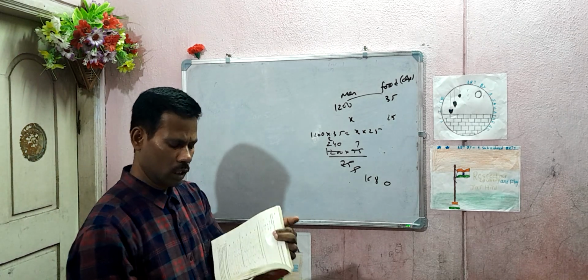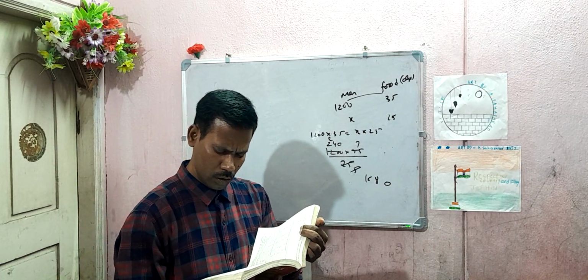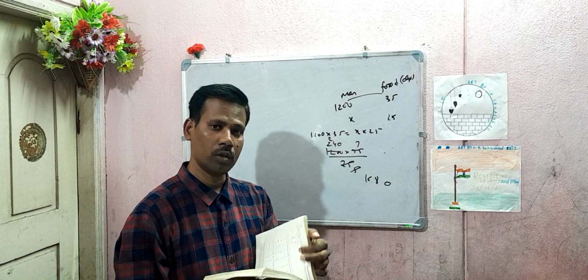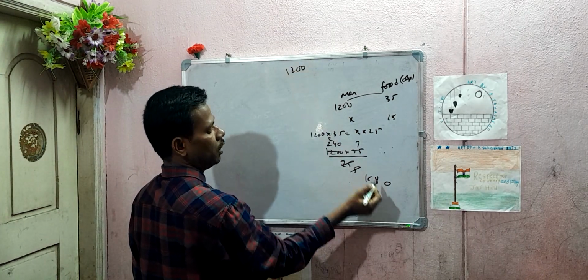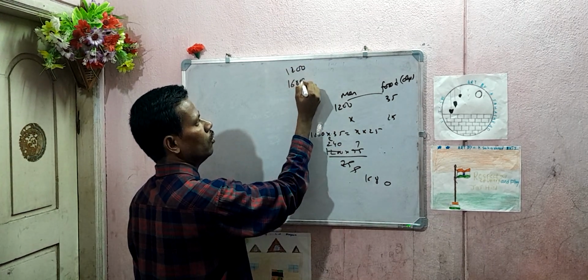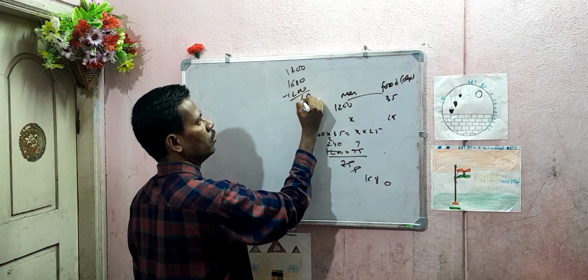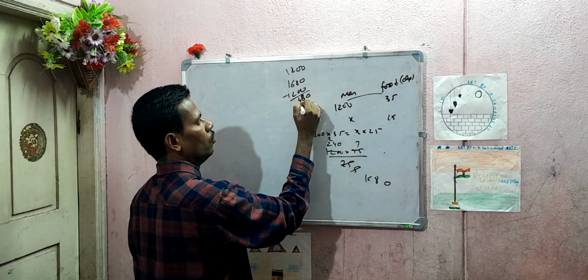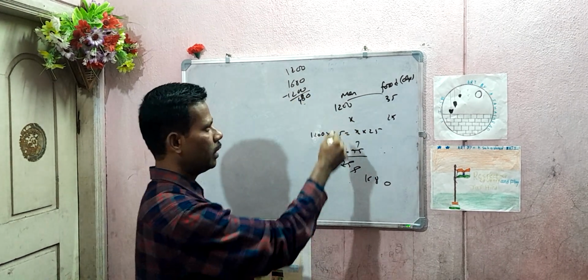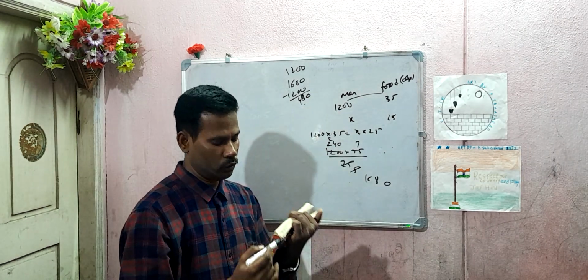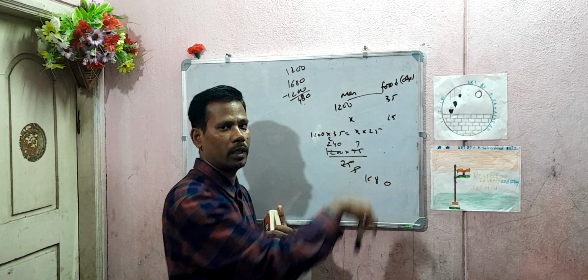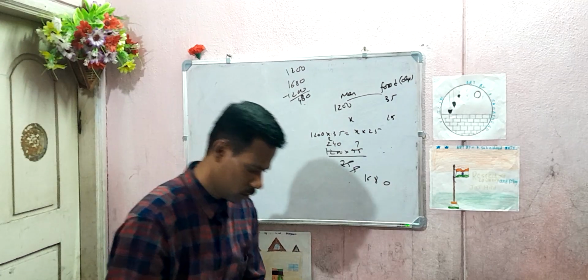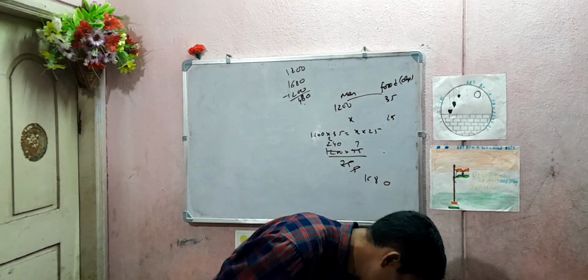But he is asking how many men more should join them. Actually, the original 1200 members are there. Now it is 1680. So 480 men should join them so that the food will get finished in 25 days. That's it. Next.